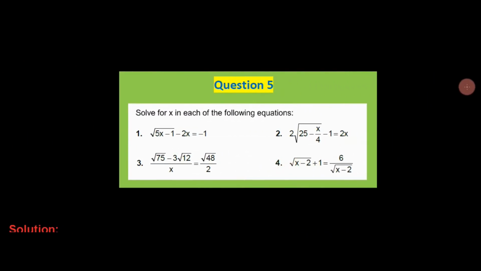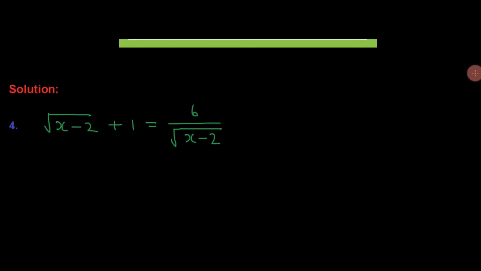Let's look at the last equation. We have the square root of x minus 2 plus 1 equals 6 over the square root of x minus 2. We're going to start by multiplying through by the LCD. So multiply through by the square root of x minus 2. Then on the left-hand side, the square root of x minus 2 times the square root of x minus 2 is just x minus 2.